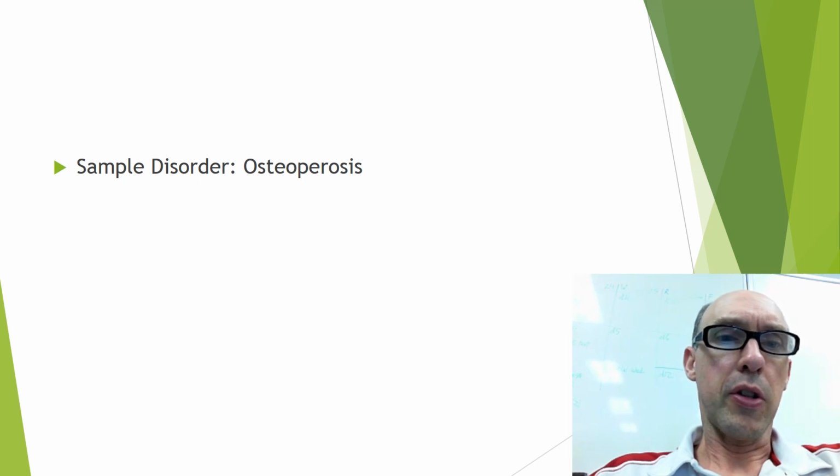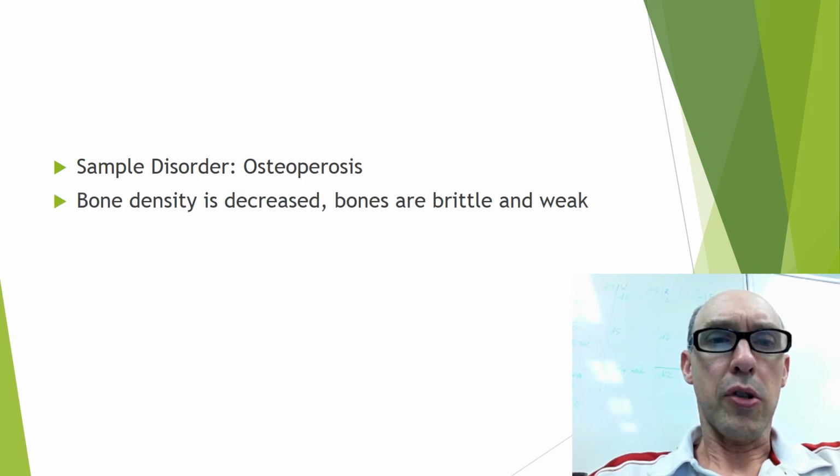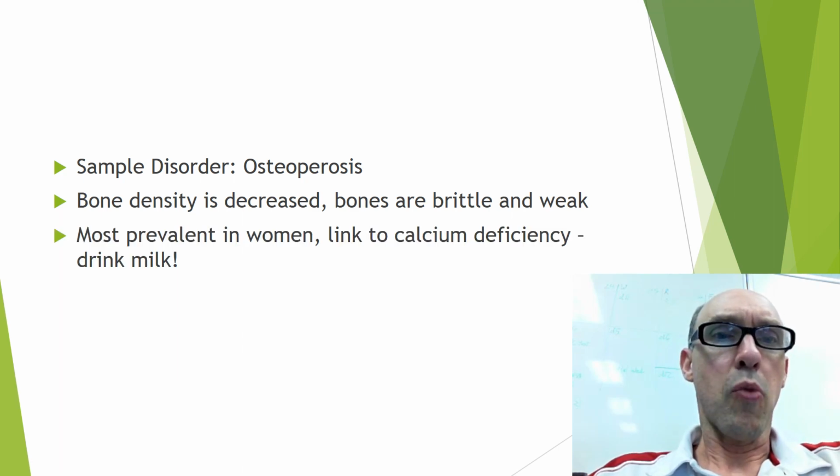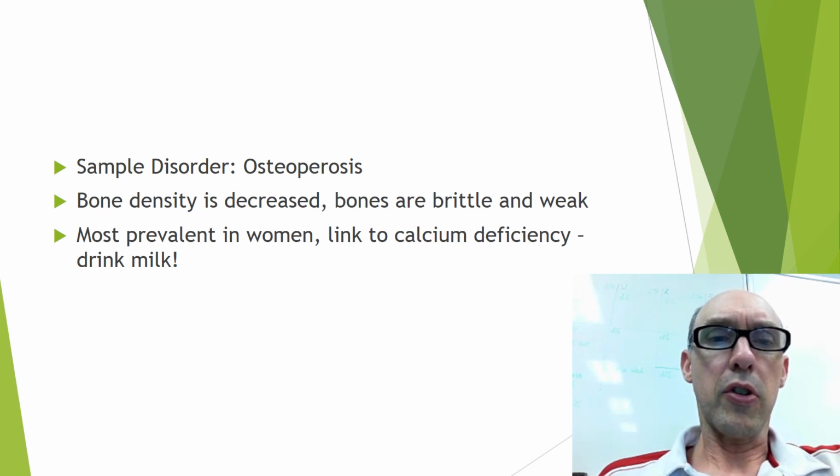So a sample disorder I'm going to talk about is osteoporosis. Some of you probably have heard of this before. Osteoporosis simply means your bone density is decreased, and as a result the bones are more brittle and they get weaker. It's more common in women, and it's linked to a calcium deficiency, so they recommend that you drink more milk.